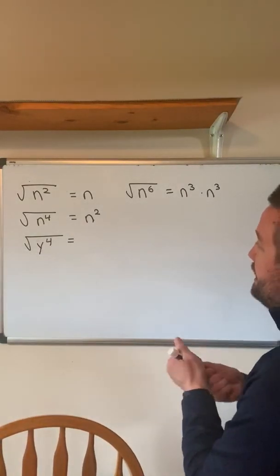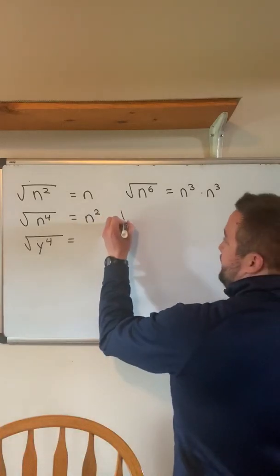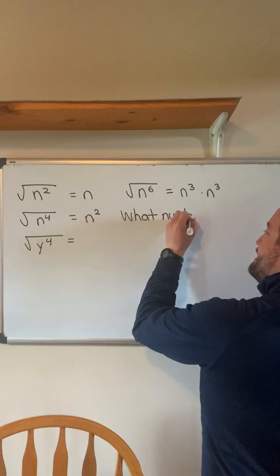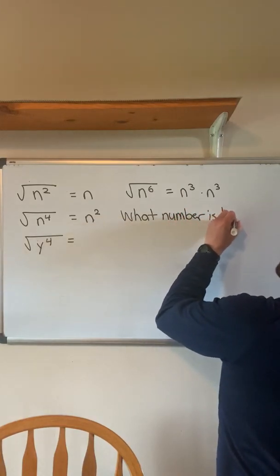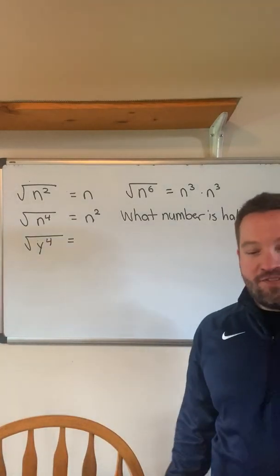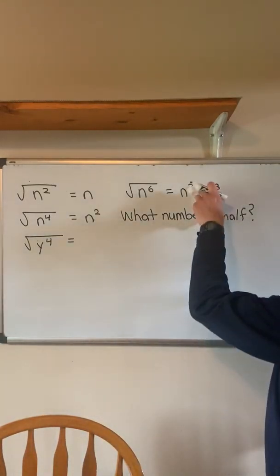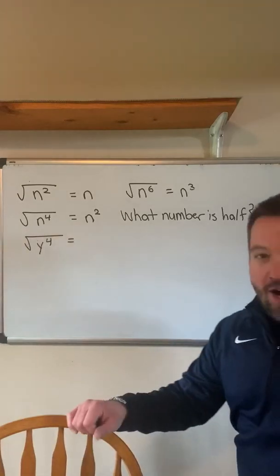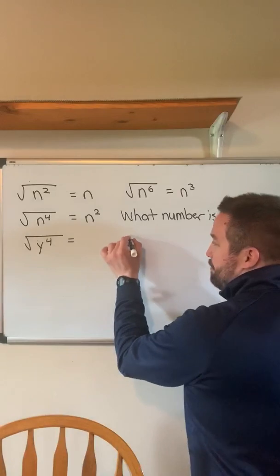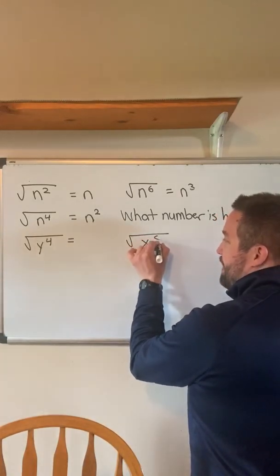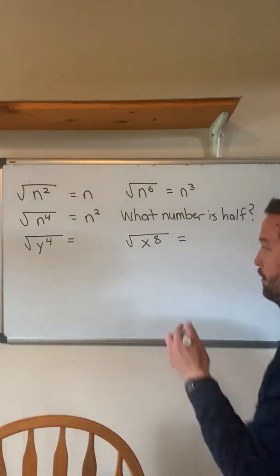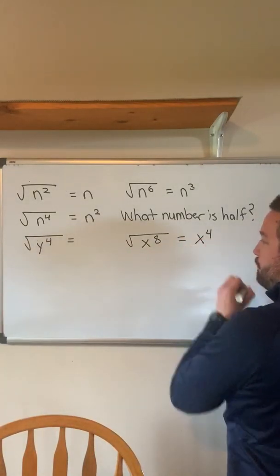Because after all, n cubed times n cubed is n to the sixth. So essentially, what we can do is ask ourselves, what number is half of 6? 3. So, the square root of n to the sixth is n cubed. Exact same process. The square root of x to the eighth. Well, what number is half of 8? It's 4. So it's x to the fourth.